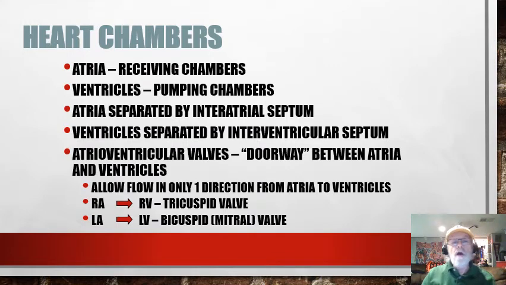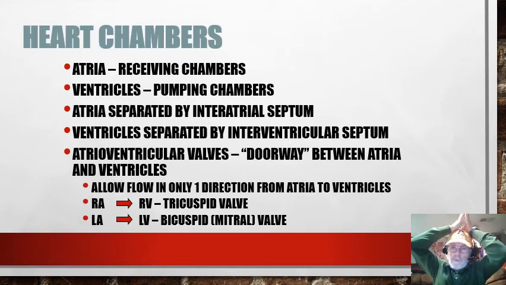Okay, now between the right atrium and the right ventricle, the valve has three leaflets, and it's called the tricuspid valve. The tricuspid valve. Cusp means leaflet. Okay, tricuspid valve. The valve between the left atrium and the left ventricle has two leaflets, and it's called the bicuspid valve, or also better known as the mitral valve. It looks like the Pope's or the bishop's hat that has two leaflets on it, which is called a mitre.